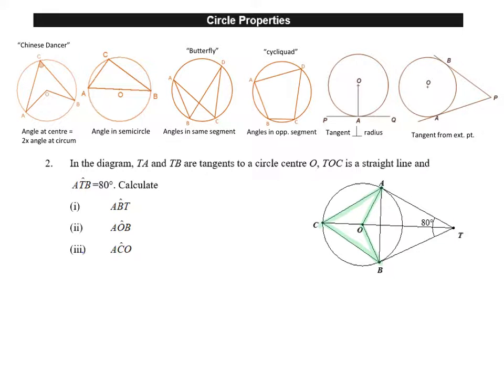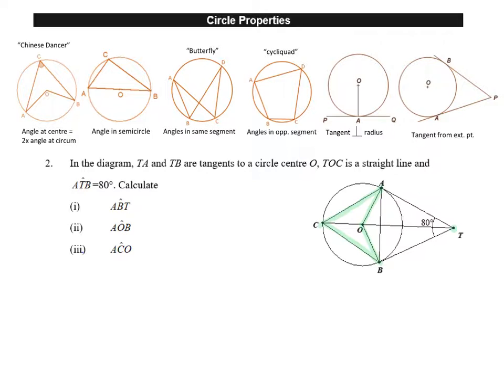Next one, angles in the semicircle. Do I have any angles in the semicircle from this diagram? Not that I can see. Number 3, the butterfly, angles in the same segment. Is there any angles in same segment down here? No. Next one, angles in opposite segment, the cyclic quad. Do you see any cyclic quad down here? T cannot be considered as a cyclic quad because it's not on the circumference, so don't have.